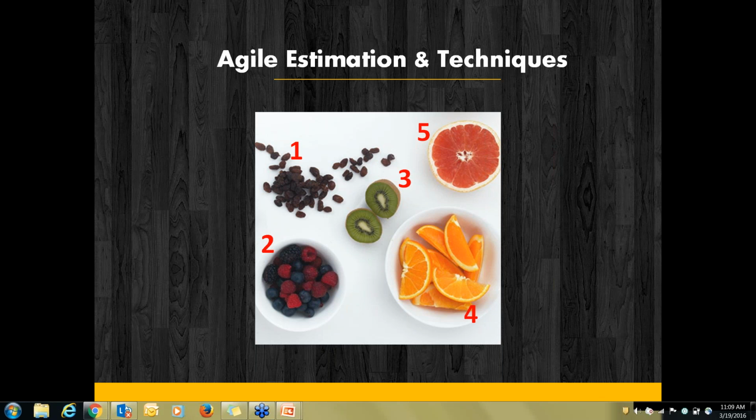Okay, so considering that, if I ask you how big fruit 2 is compared to fruit 1, we might get varying responses. Somebody might say it's 5 inches, somebody might say 6 inches. But if I ask you to compare it with respect to fruit 1, you might all agree that it is twice as big as fruit 1. The same applies to fruit number 5.